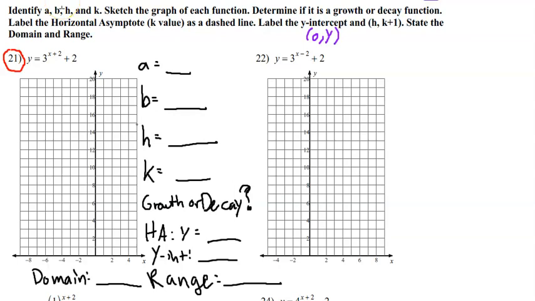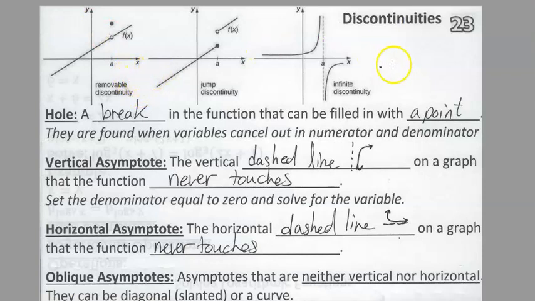So before we do example 21 here, let's go back to the Exponents manual notes from the rubric page on Canvas. Let's review what discontinuities are. We have removable discontinuities, holes, jump discontinuities for piecewise functions, and infinite discontinuities for asymptotes. A hole is a break in the function that can be filled in with a point. They're found when variables cancel out in the numerator and the denominator. You'll do that with rational functions in another unit.